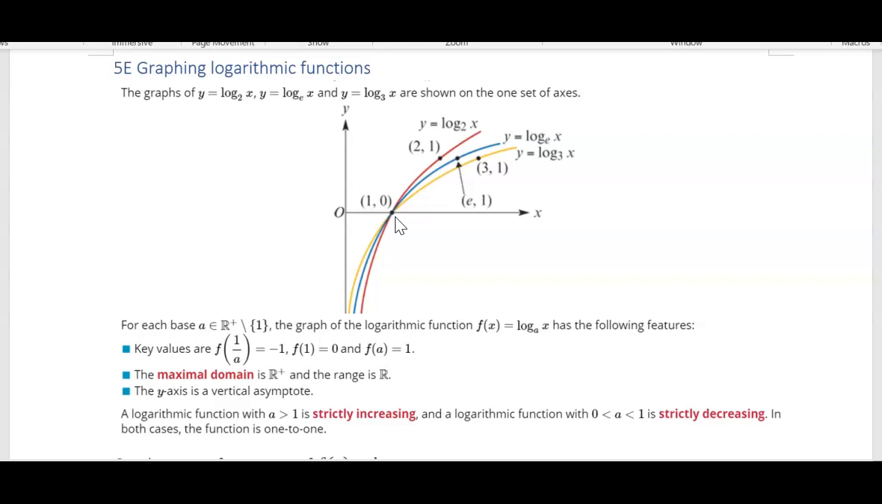They go through the x-axis at (1, 0), and can you hear my dog in the background scratching?